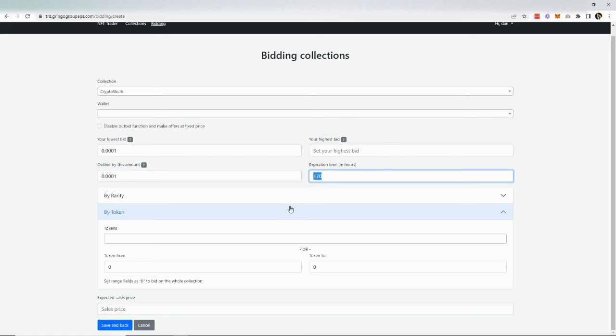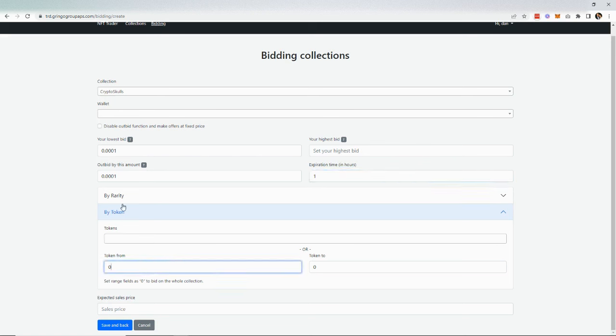This is in hours. So I like to keep the bids between 1 to 3 hours because there's basically a lot of bidders out there. And if you put it for 10 hours, 12 hours, or 2 days even, you're just going to get outbid and your Ethereum is not going to do anything.